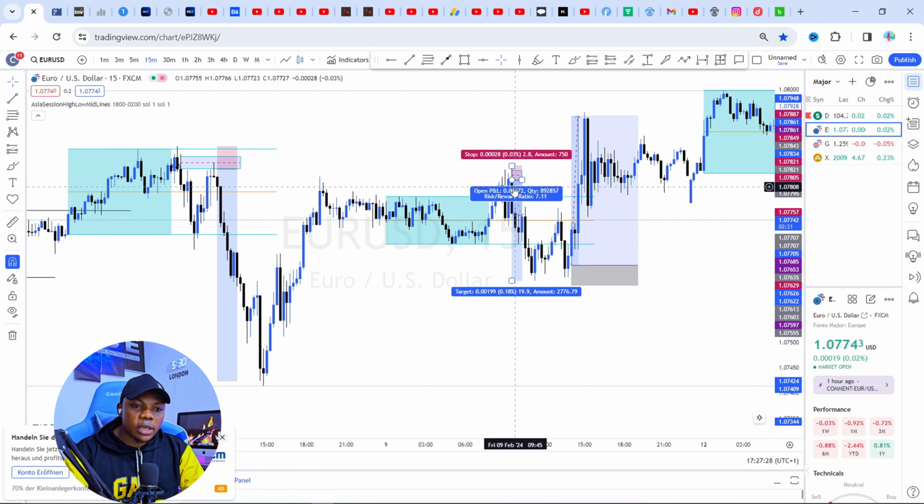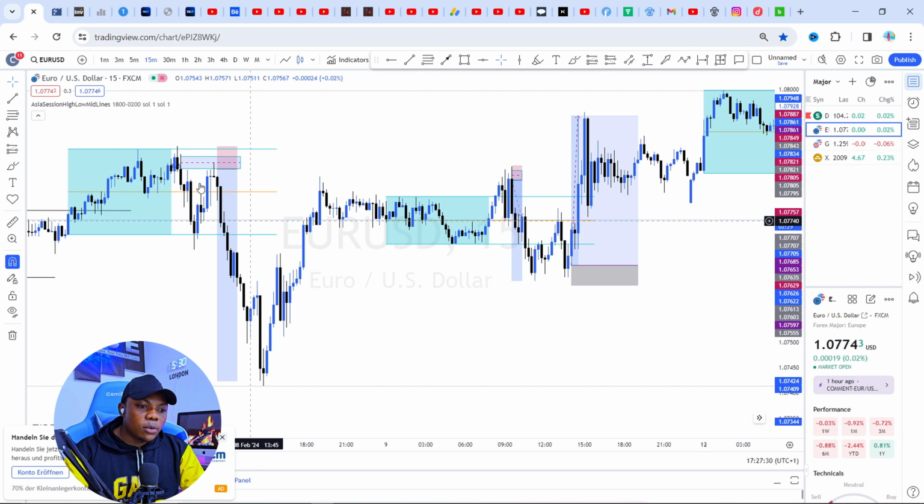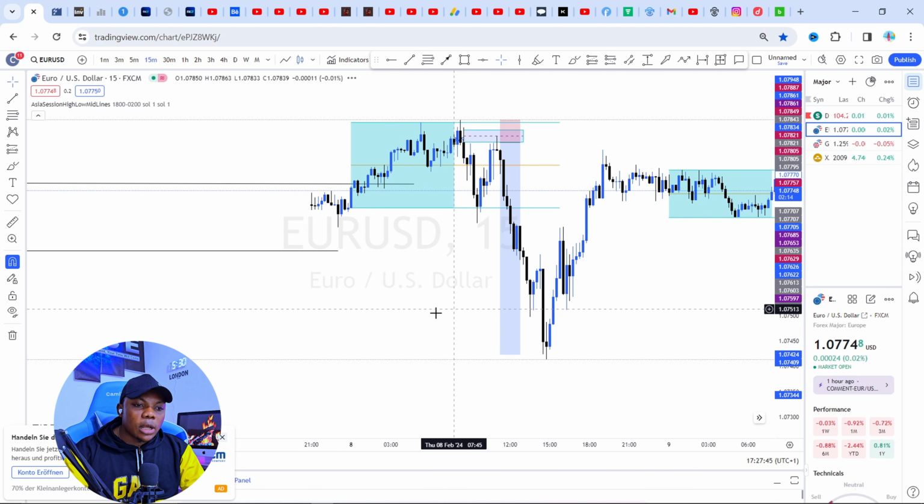I took two trades here, this and this, and look at this one again here. You can see the market manipulated here, swept this high just a bit, came down, swept this low, came back up to this one. I took this trade and look at the way it came down. So these are the trades that I took.